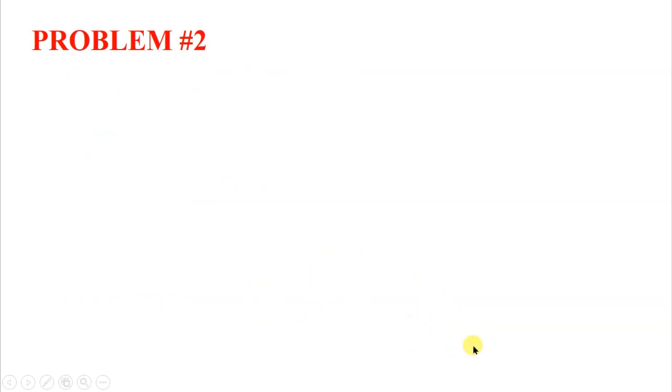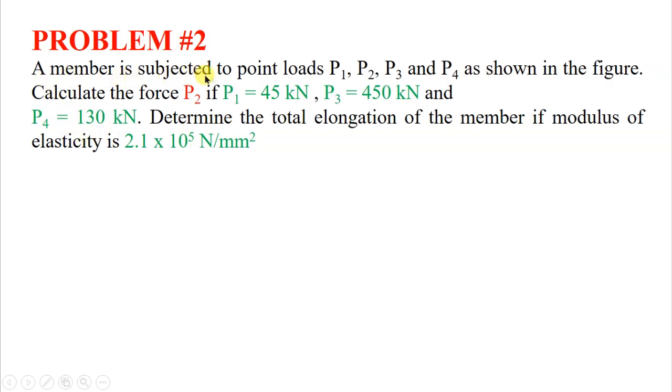Let us see one more problem which goes like this. A member is subjected to point loads P1, P2, P3 and P4 as shown in the figure. Calculate the force P2 if P1 is equal to 45 kilonewton, P3 is equal to 450 kilonewton and P4 is equal to 130 kilonewton.